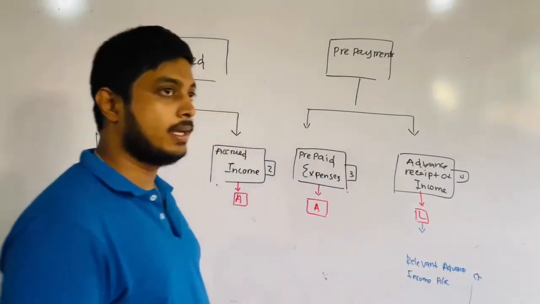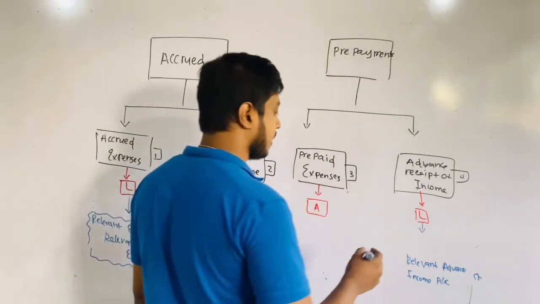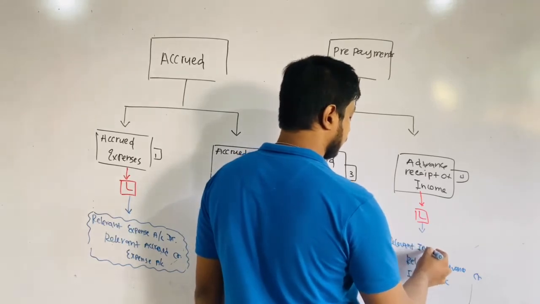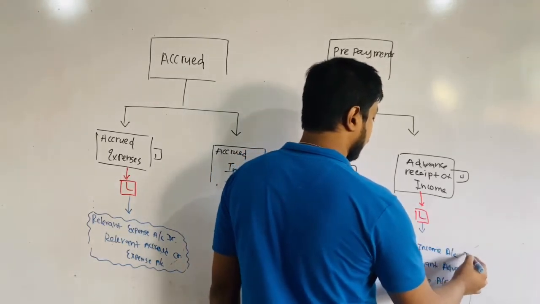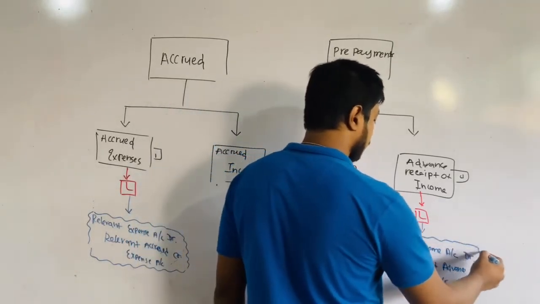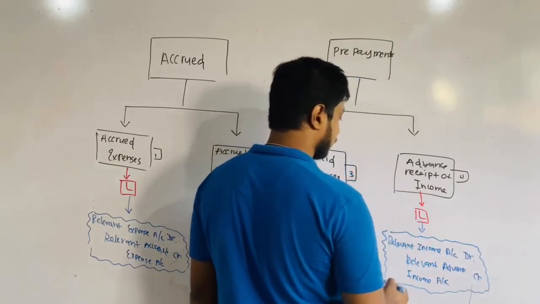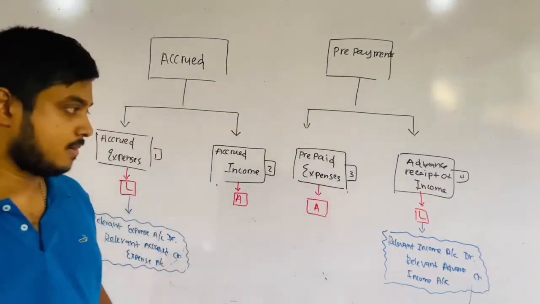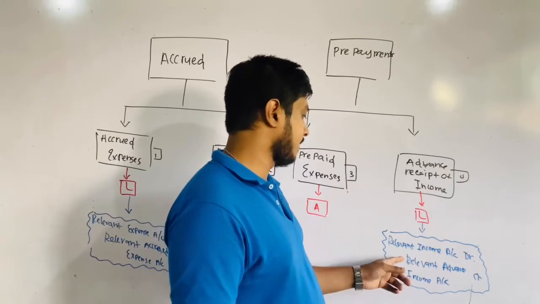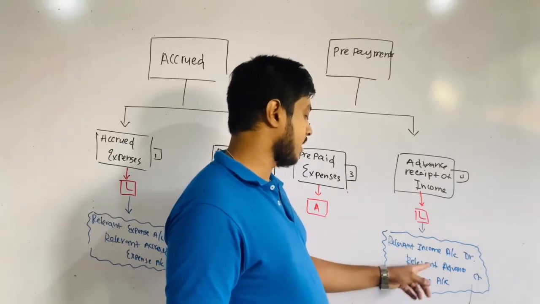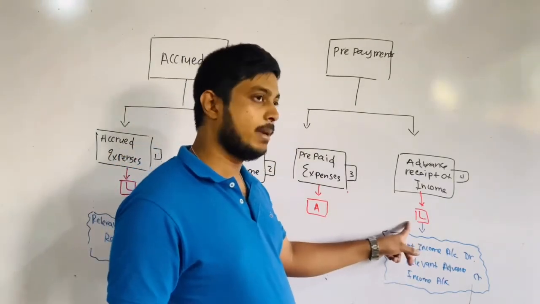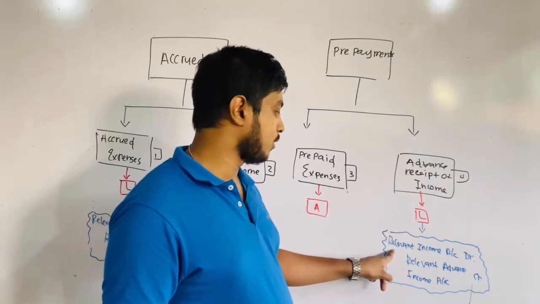Then what should be debited? You have to debit the relevant income account. The relevant income account should be debited. This is the double entry for advance receipt of income: relevant income account debit, relevant advance income account credit. Why do we credit the relevant advance income account? Because this is a liability. Liability increase, credit.